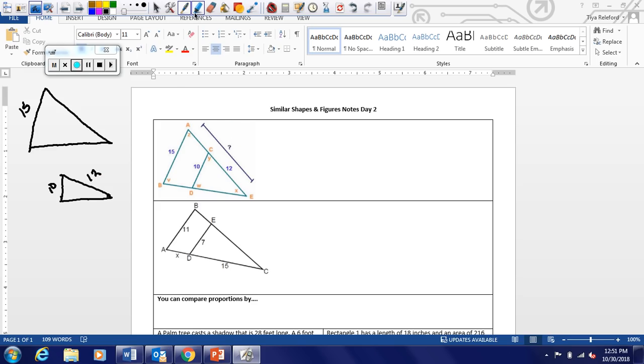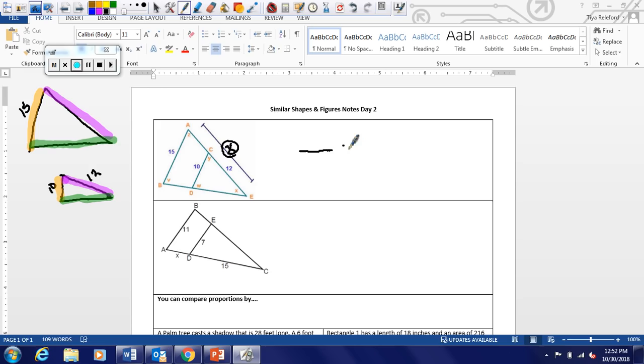Go ahead and color code. You can use whatever colors you like. They don't have to match mine. They do need to match each other though, the two triangles. So what we're looking for, hit pause if you're not done, is this question mark here. And I'm going to change my question mark to an X because I like that better.